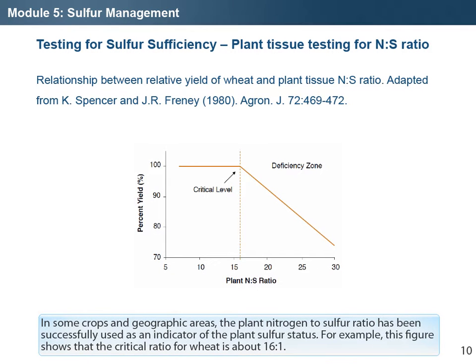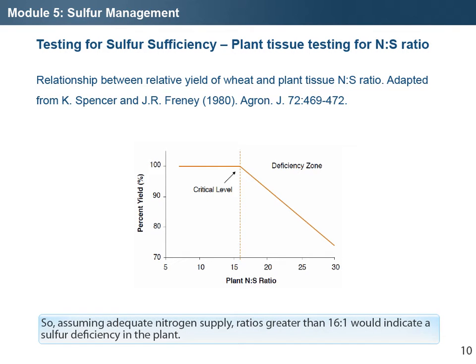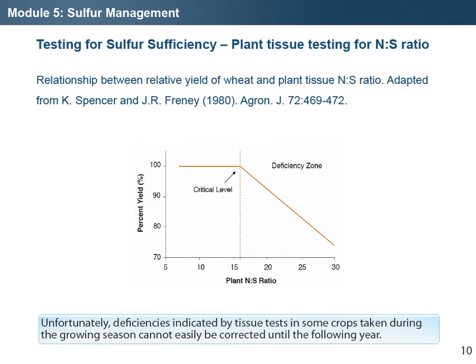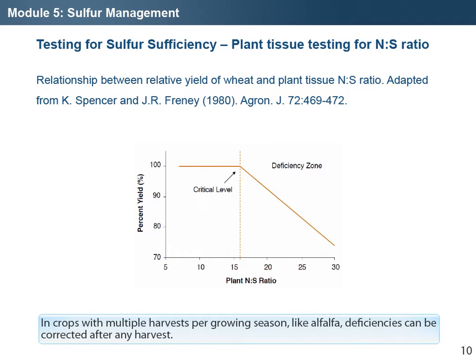In some crops and geographic areas, the plant nitrogen to sulfur ratio has been successfully used as an indicator of the plant sulfur status. For example, this figure shows that the critical ratio for wheat is about 16:1. So, assuming adequate nitrogen supply, ratios greater than 16:1 would indicate a sulfur deficiency in the plant. Unfortunately, deficiencies indicated by tissue tests in some crops taken during the growing season cannot easily be corrected until the following year. In crops with multiple harvests per growing season like alfalfa, deficiencies can be corrected after any harvest.